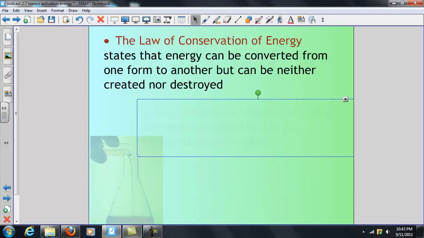So, first off, we're going to start off with the law of conservation of energy, and this is a law that you probably heard for the first time back in 3rd or 4th grade science in elementary school. Basically, it just means that energy can't be created or destroyed, and that's in an ordinary chemical reaction. We'll talk later about nuclear reactions, but in general, we can't create or destroy energy. We can turn it from one form to another, but we can't create or destroy it.